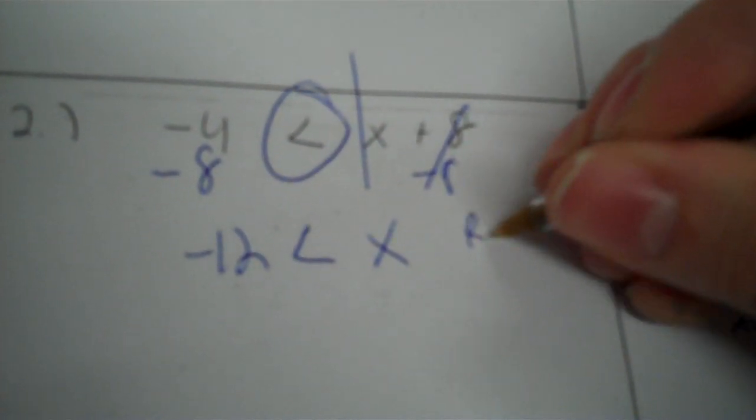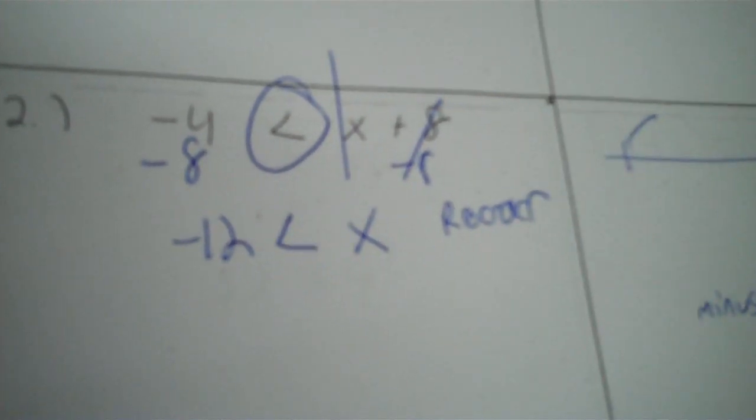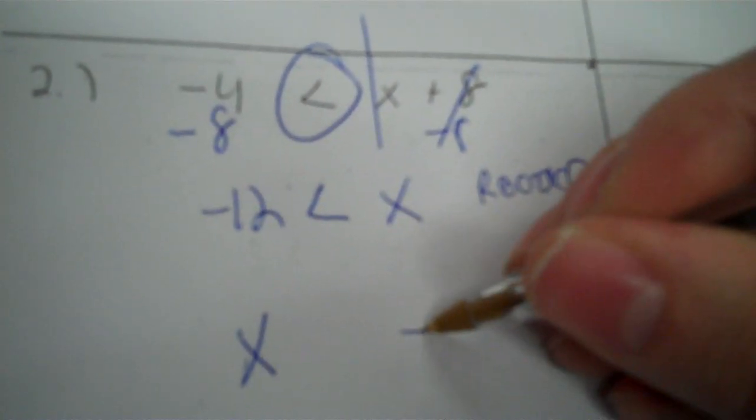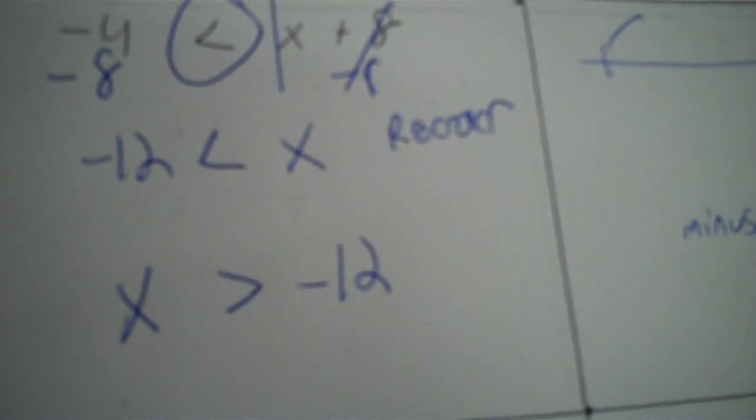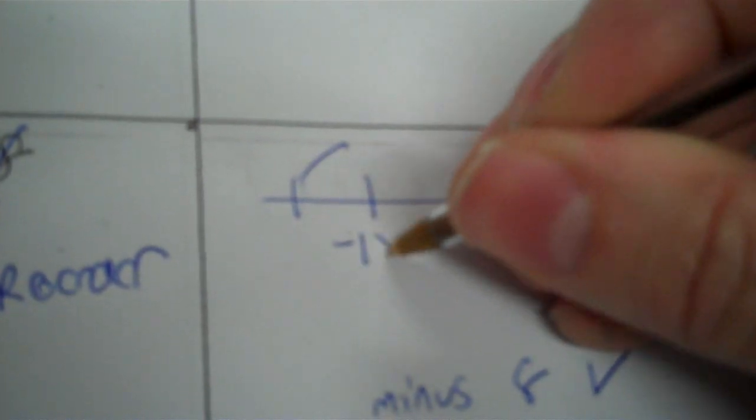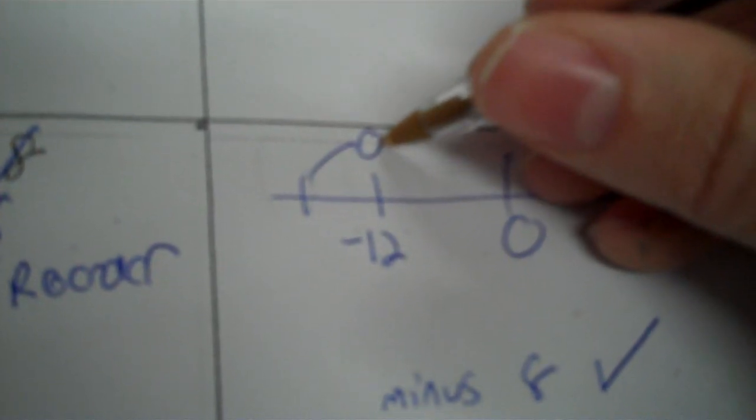Now you need to reorder this so that the x comes first in that sentence. So x, negative 12, then it goes to greater than negative 12. So x has to be greater than negative 12. It's not going to be equal to, so greater than goes this way.